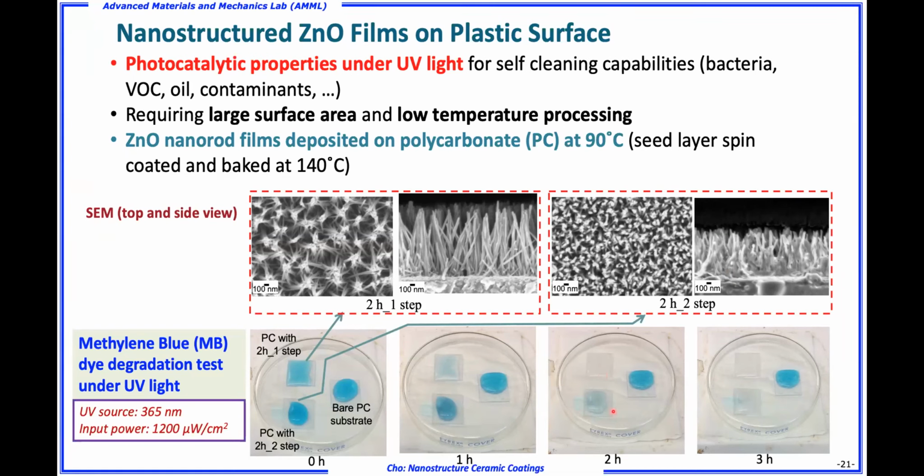And here, with the denser structure, it takes a little bit longer, but after 3 hours, complete bleaching has occurred. So that indicates a very strong photocatalytic dye degradation capacity through this zinc oxide surface. This is not from the UV light, because in the control sample, even after 3 hours, the color almost didn't change. So that indicates that the degradation is due to the photocatalytic zinc oxide surface.